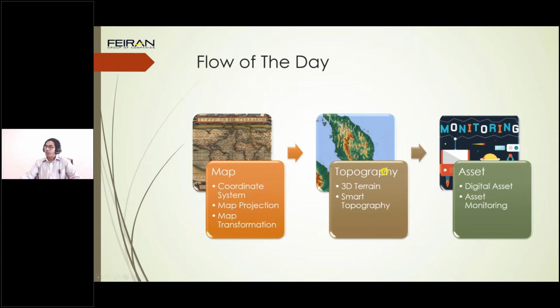So as I mentioned, we'll go directly into the topography section of the webinar, and we will start with 3D terrain. What is 3D terrain, and how can we improve this 3D terrain to go into a smart topography section? And then once we have finished with this topography section of the webinar, we will go into the asset monitoring part. We start with a digital asset. What does it mean by digital asset? And then go into the asset monitoring section of the webinar.